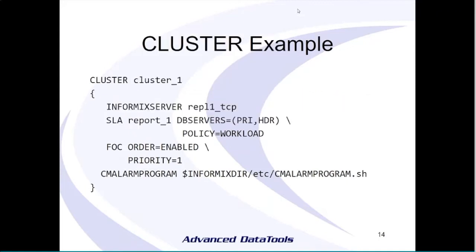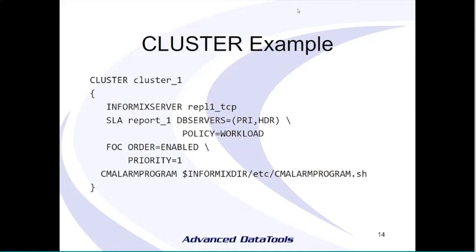Then you give it a name. That name needs to be consistent across your group of connection managers if you want them to support the same listeners the same way. So you'd have cluster 1 on every one of your connection managers, so it knows exactly which one we're talking about. Then you have brackets, and inside you have the variables for defining that connection.